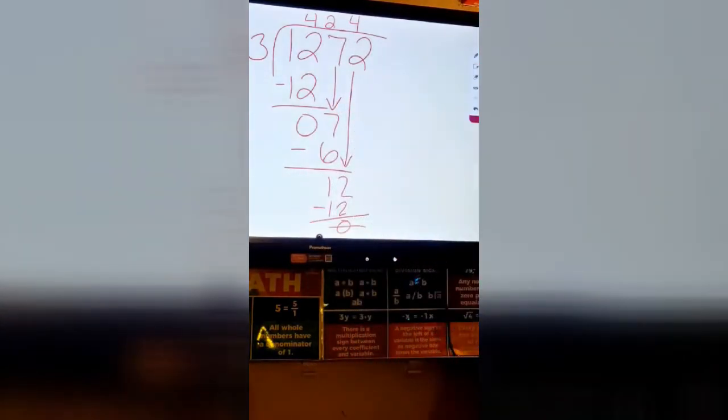And so I'm zeroed out. So that is how we solve problem number 7, 1,272 divided by 3.